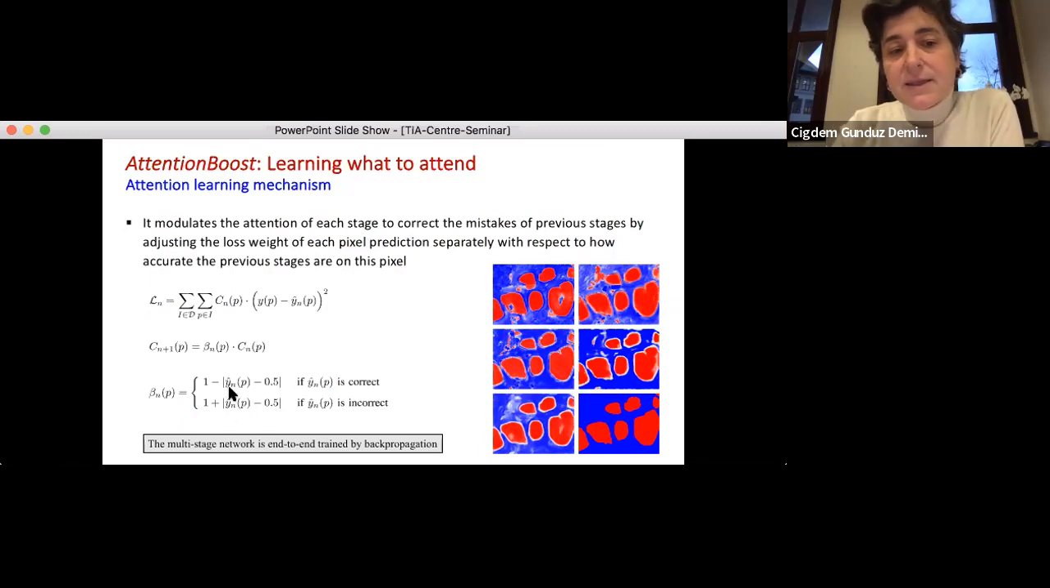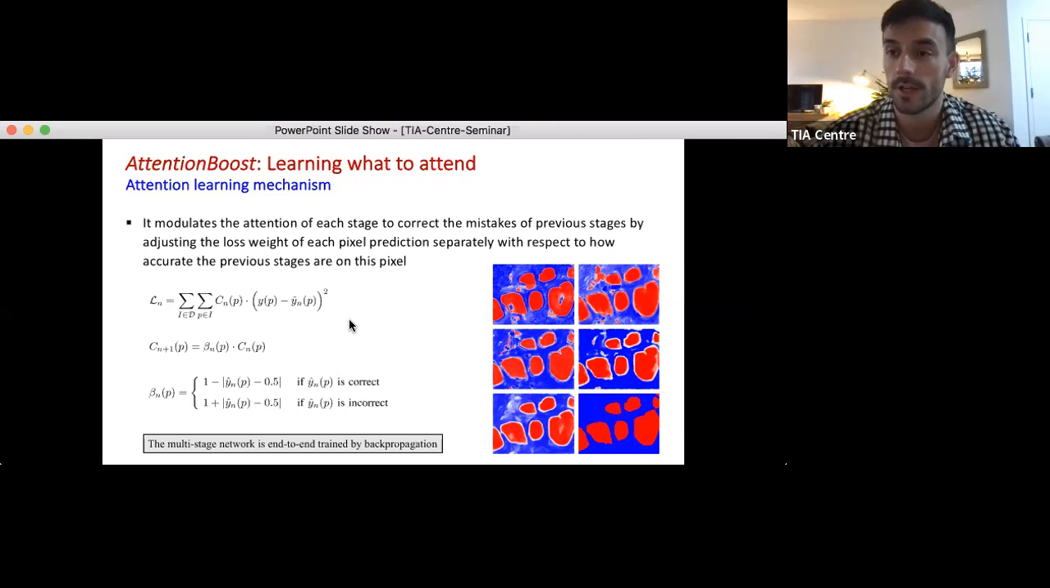Actually, that is the factor. So it just uses the predicted map, but of course you need to know whether it is correct or not. So you need to know the gold standard map, but it is done in the training. So the gold standard maps and the predictions are available, so you can do the math while training your network in the training part.